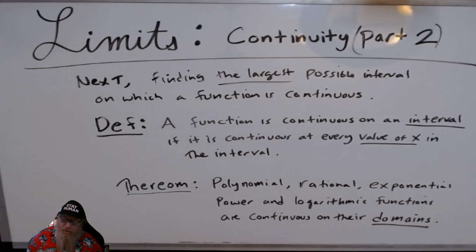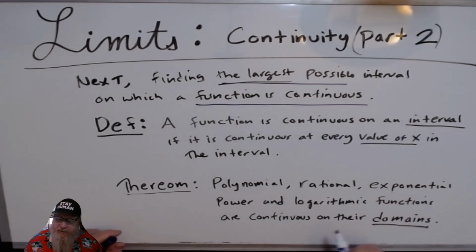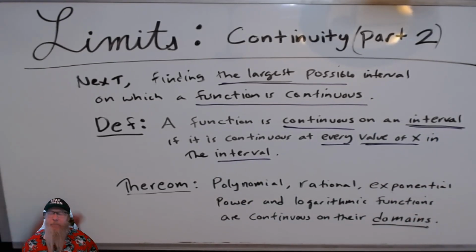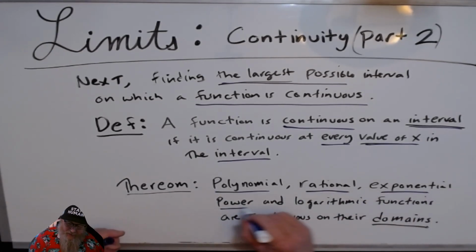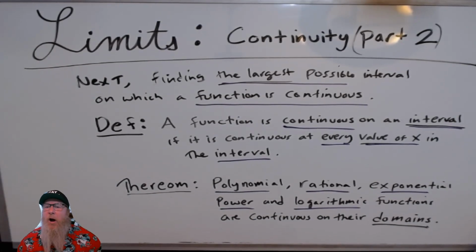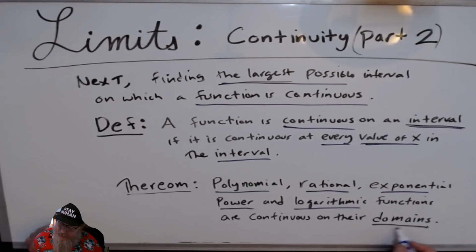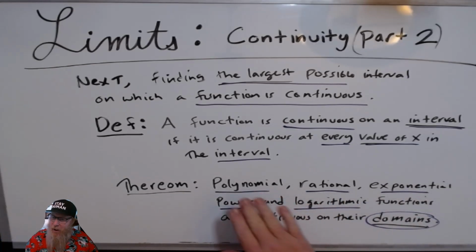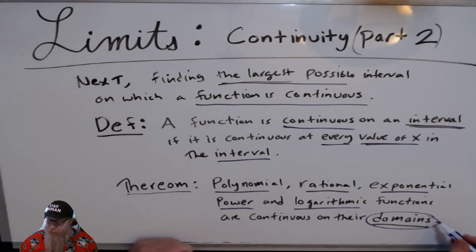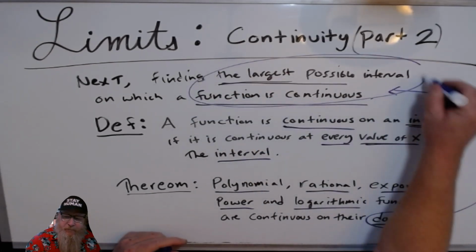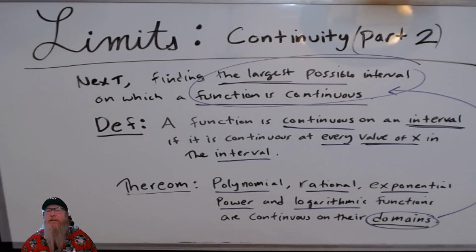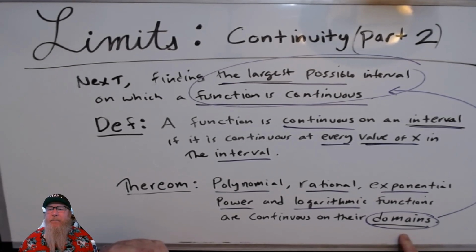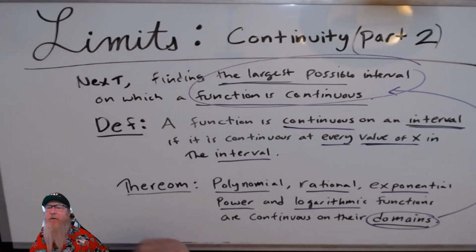So again, our goal is to find the largest possible interval where a function is continuous. To be continuous on an interval means that you have to be continuous at every value within the interval. And these 5 different types of functions, which are the most common functions we will see in this course, are continuous on their entire domains. Now, they don't all have the same domain. So you take a polynomial function, you take its domain, and then that will answer this question. So in other words, the answer to the question, what's the largest possible interval on which a function is continuous, is equivalent to the question, what is the domain? Which makes it pretty straightforward how we're going to answer the question.